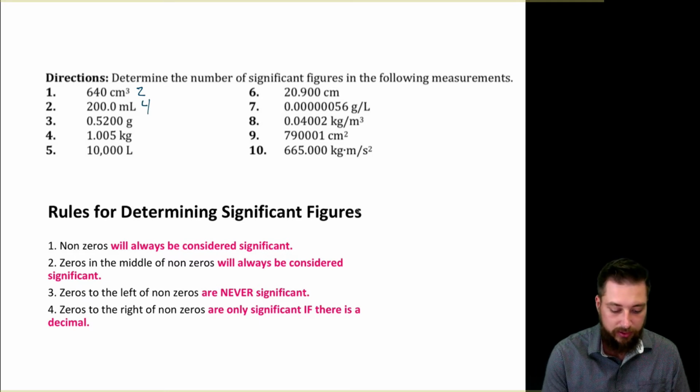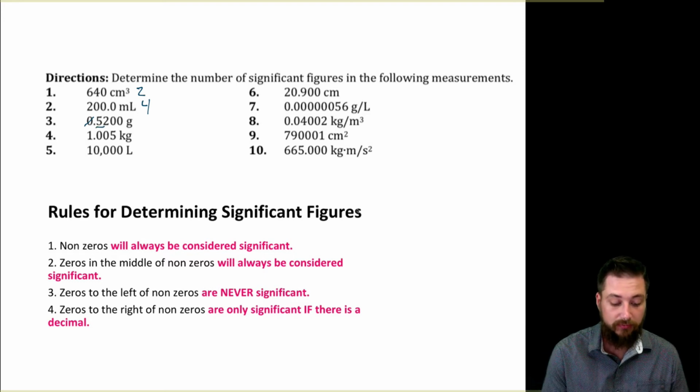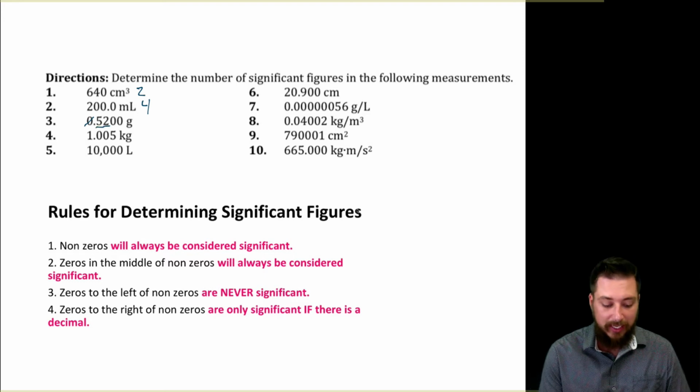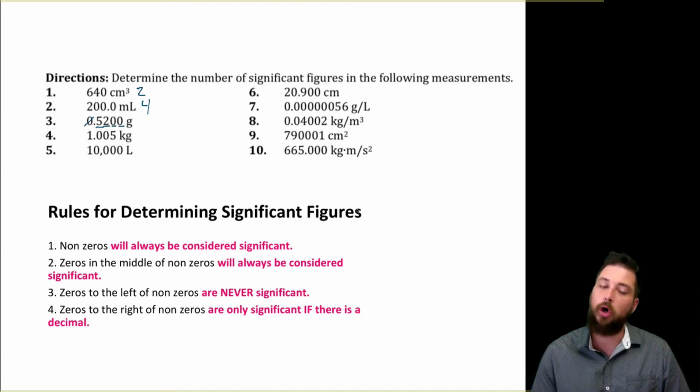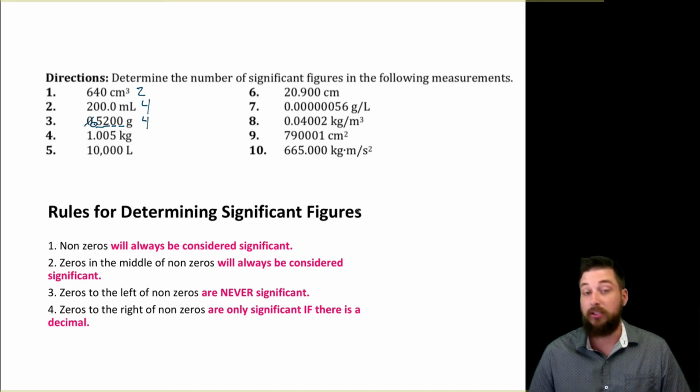All right, this 0 right here is not significant because it's to the left, and zeros that are to the left will never be significant. The 5 and the 2 are significant, and these 2 zeros are significant because they're to the right and there is a decimal. And so there's going to be 4 significant digits there.